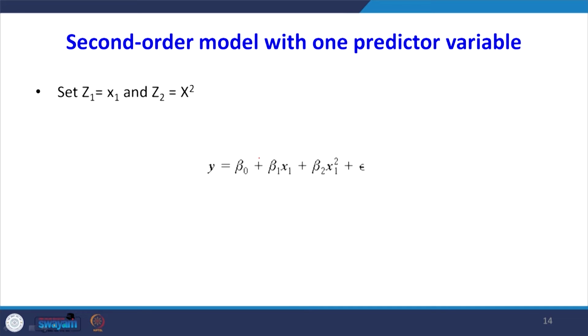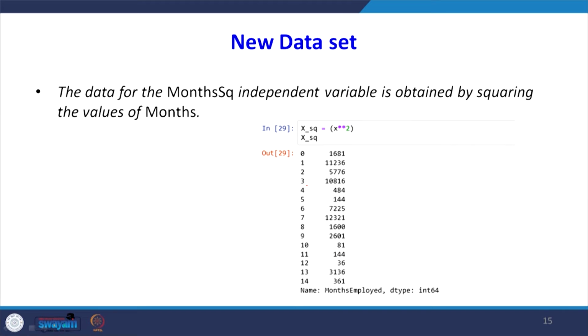z1 is x1, no problem. For z2, I am going to square that x value. So, this squared value, that is x1 squared, is taken as a new independent variable. Previously only x1 was there. So, the square of x1 is a new independent variable. So, this is a general linear model, where the independent variables have some nonlinear pattern, that is x1 squared.